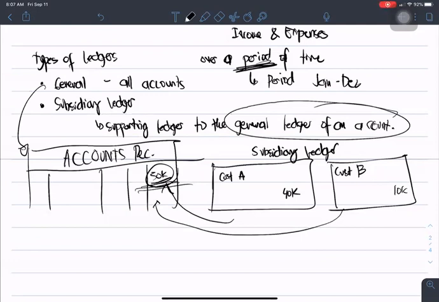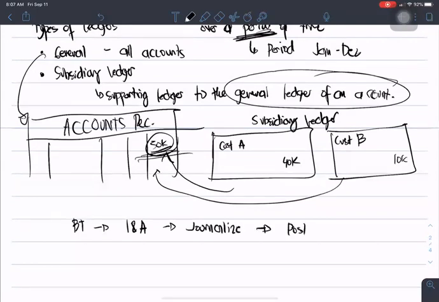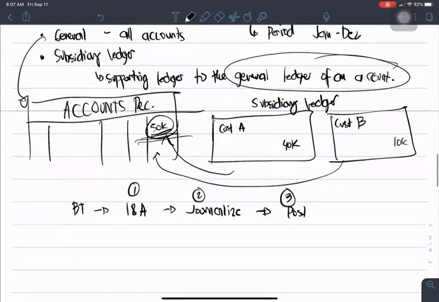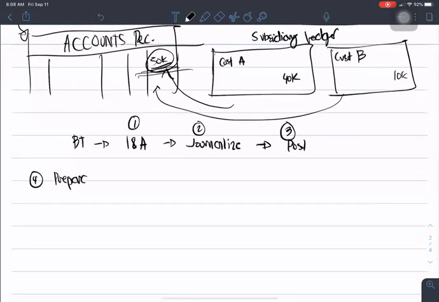And a subsidiary ledger may be used on an account, if ever, that can support the general ledger of a particular account. Okay, so again, the process: from business transaction, we identify and analyze, and then we journalize it, and then we post it. So we're done with the first three steps. We go now to step number 4. Step number 4 is the preparation of unadjusted trial balance.